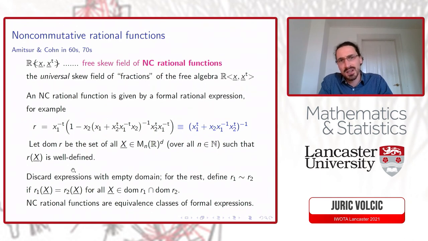So what I do next is I discard expressions that have empty domain. And for the rest, I define that two expressions should be equivalent if they have the same evaluations on the intersection of their domains. It turns out that's an equivalence relation, and non-commutative rational functions are then the equivalence classes of these formal expressions. So here we have one example that's maybe not completely obvious, but this expression, the first one, the black one, is equivalent to this blue one. And maybe here we already see a little bit of why NC-rational functions can be a little bit complicated, because sometimes you look at two expressions and it's not completely obvious if they represent the same function or not.